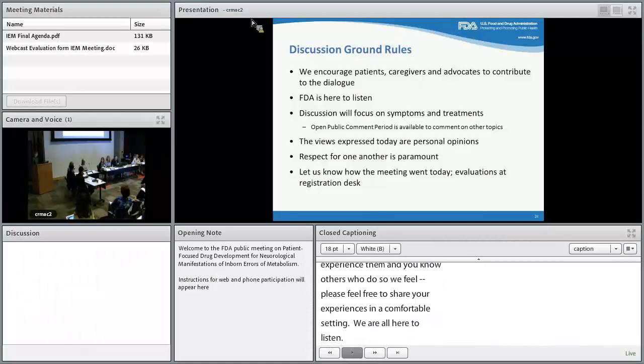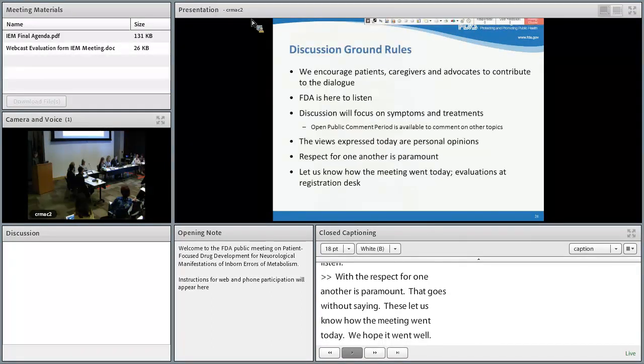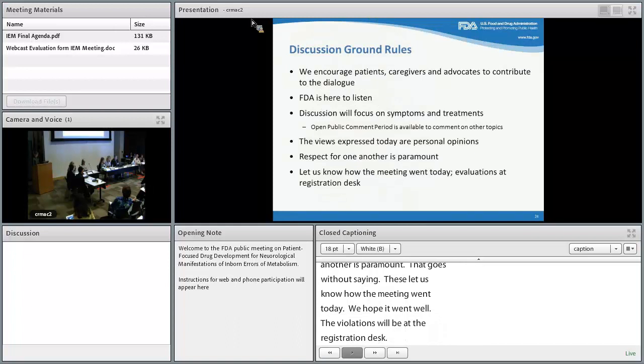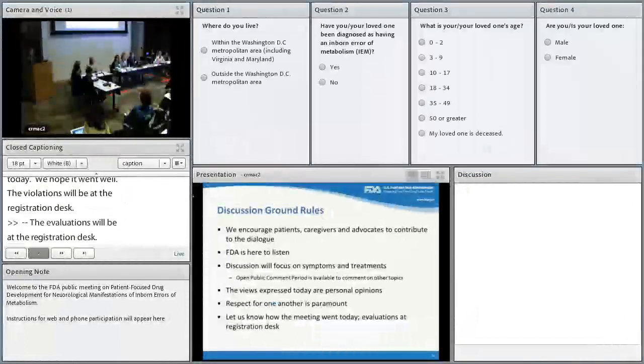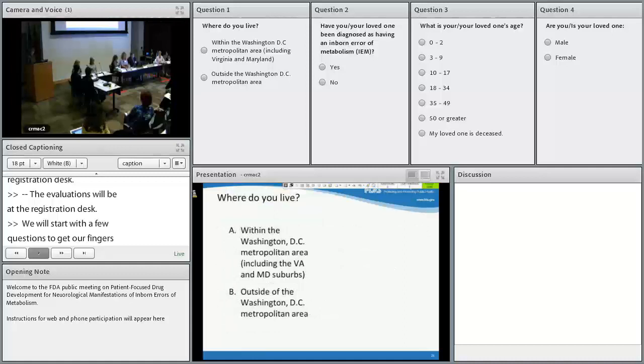With that, respect for one another is paramount. That goes without saying. And please let us know how we're doing, how the meeting went today. We hope it went well. The evaluations will be at the registration desk. So with that, we will start with a few polling questions just to get our fingers warmed up and to test these things out. If you're on the web, there are polling questions as well.